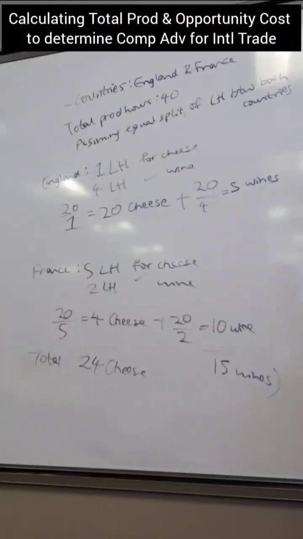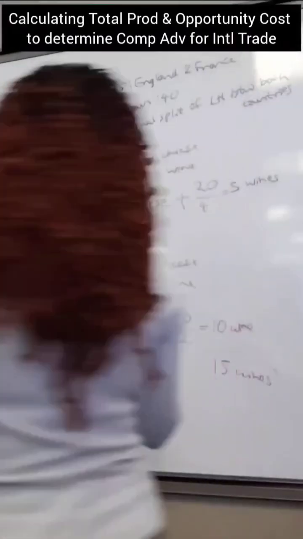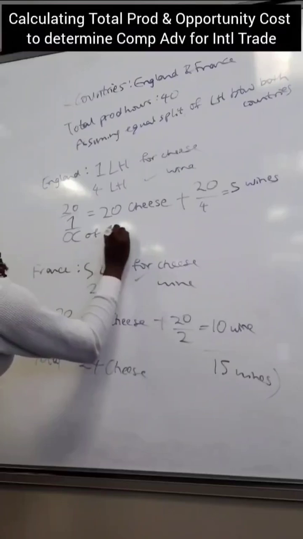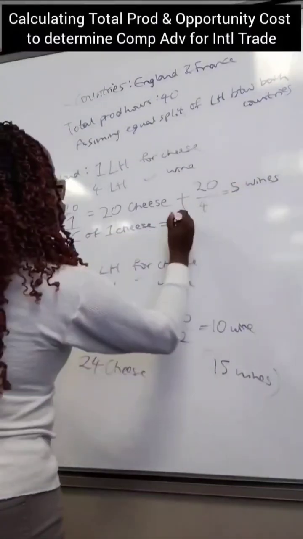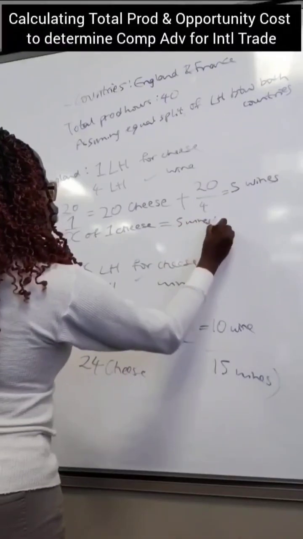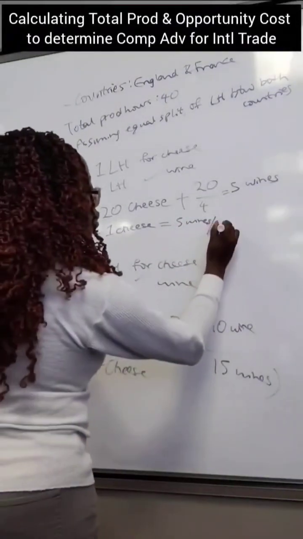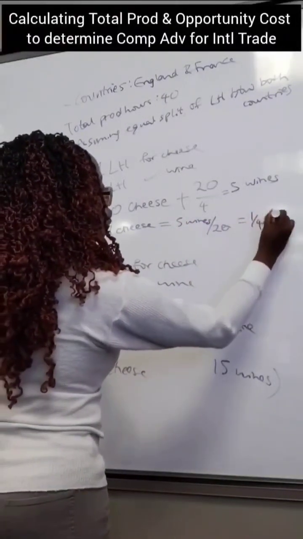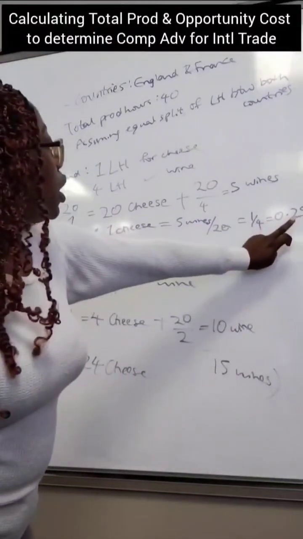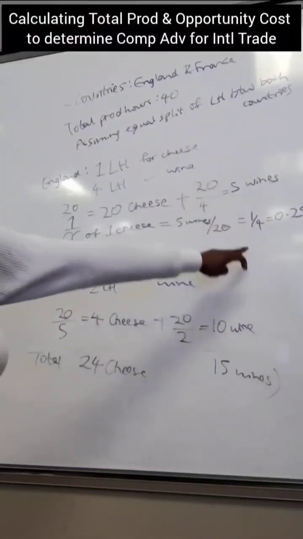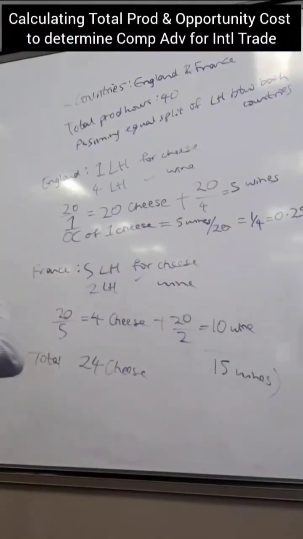Okay, so how do we determine the opportunity cost of cheese and wine? Okay, so the opportunity cost of one cheese is equivalent to saying 5 bottles of wine divided by 20. You want to know how much you're going to give up? So that is equal to 1 divided by 4 or 0.25. So you have to give up a quarter bottle of wine to produce one cheese.